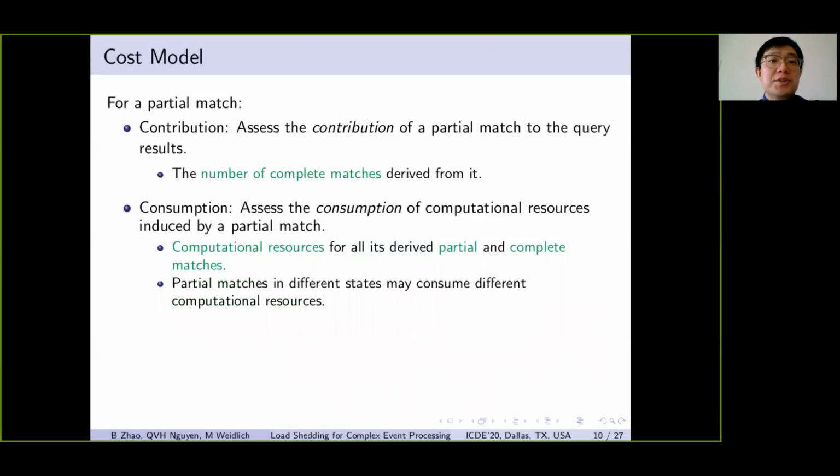The cost model considers two aspects of a partial match, its contribution and consumption. Contribution assesses the contribution of a partial match to the query results. It is defined as the number of complete matches derived from it. Consumption assesses the computational resources consumed by a partial match. It is defined as the computational resources for all its derived partial matches and complete matches. Partial matches in different states may have different computational resources.